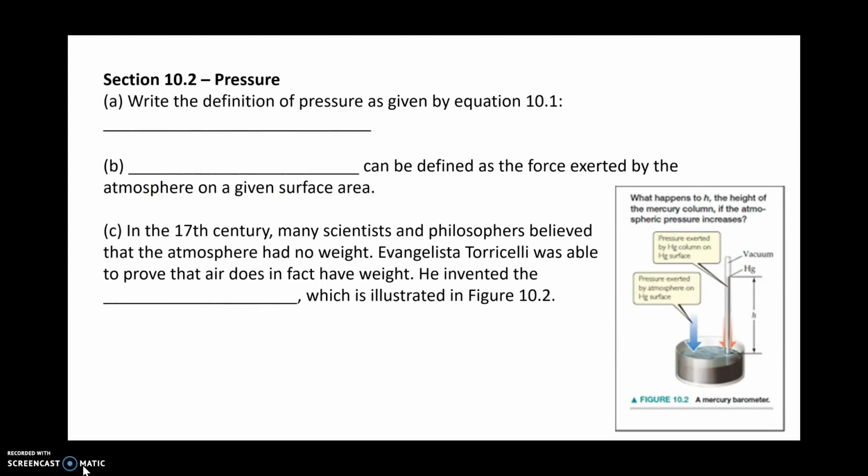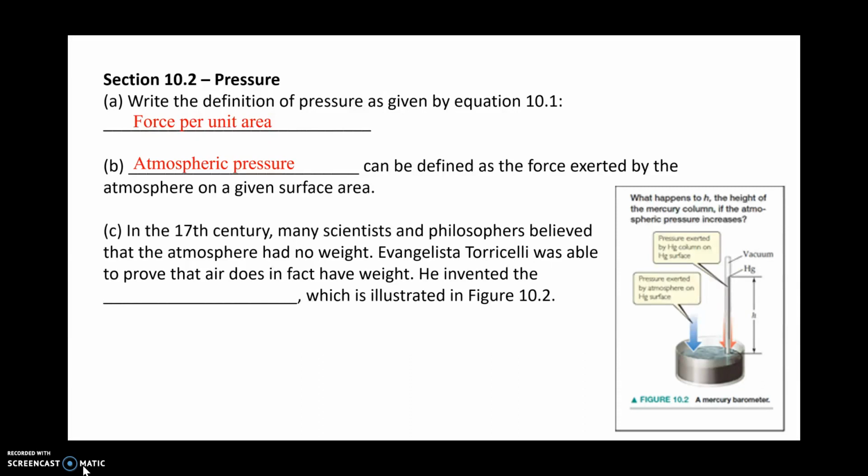Now, the first thing we want to do is talk about the definition of pressure. If you have already taken physics, you probably know this. If you haven't, then you don't. Pressure is the force per unit area. Force is measured in newtons or kilonewtons, possibly even meganewtons, and area would be measured in square meters. Atmospheric pressure can be defined as the force exerted by the atmosphere on any given surface area.